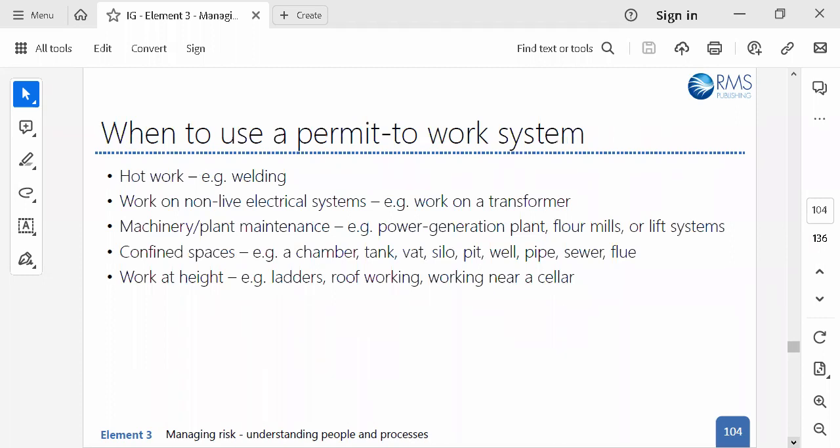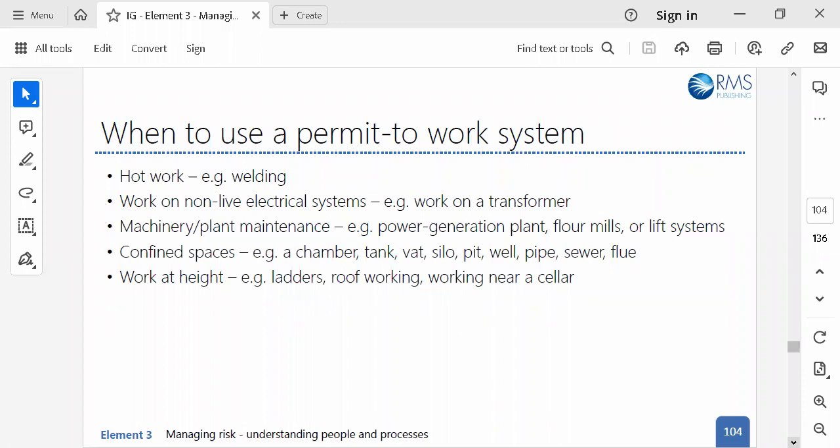When to use the permit to work system? For hot work, for example, welding, work on live electrical systems, work on a transformer, machinery or plant maintenance, for example, power generation plants, flour mills, or lift systems, confined spaces, for example, chamber, tank, bin, silo, pit, well, pipe, sewer, flue, working at height, for example, ladders, roofs, working near a cellar.